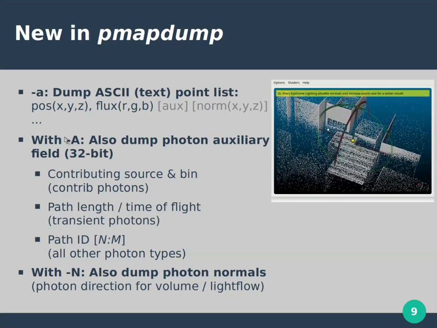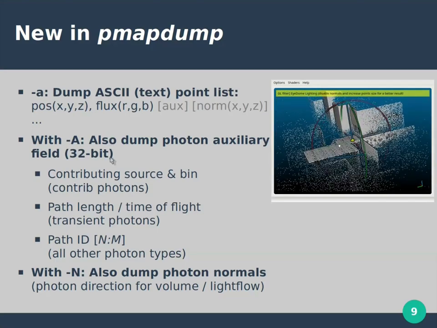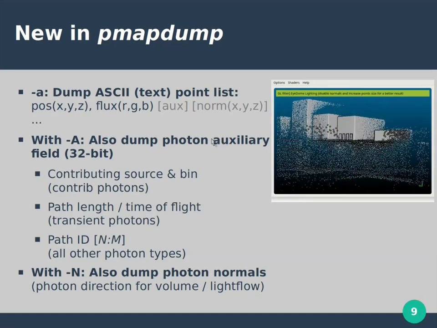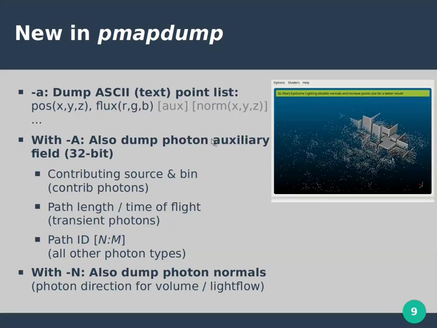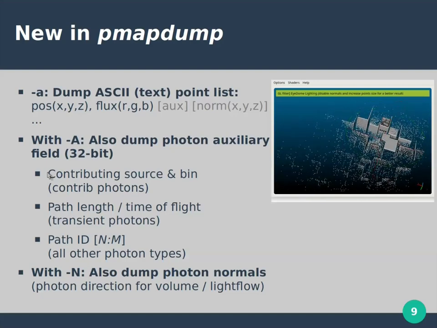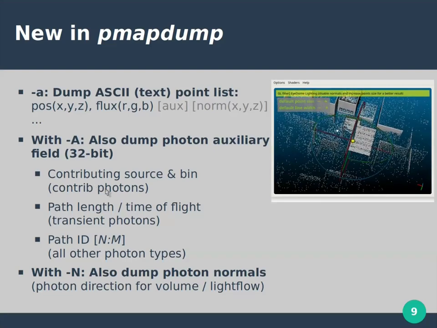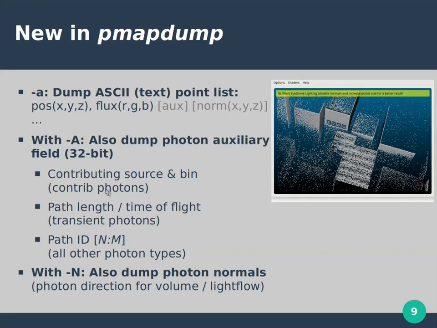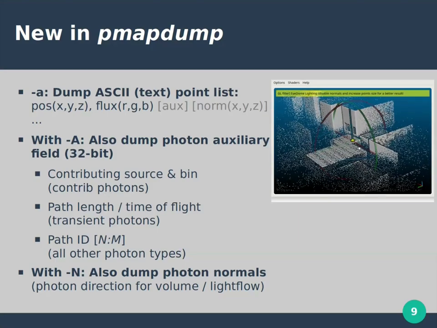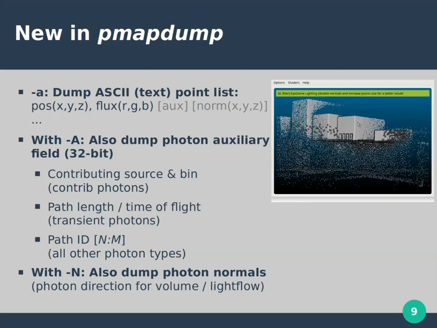plus additional options such as the auxiliary field. This is more of an internal functionality, which can be useful depending on the application. This is a multi-purpose field that's used for different purposes, for different photon types. So for contribution photons, it actually contains the source index of the emitting source, basically. In mkpmap in the forward pass, it also contains the bin of that particular photon before the precomputation.